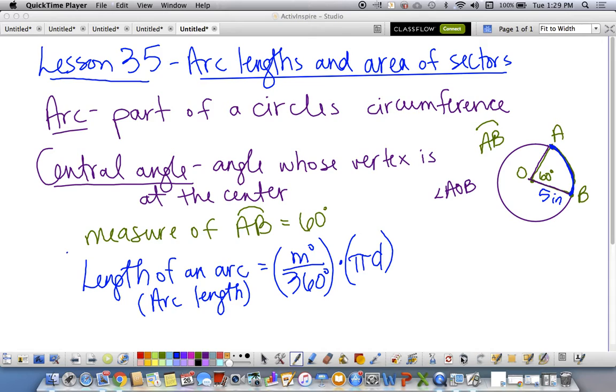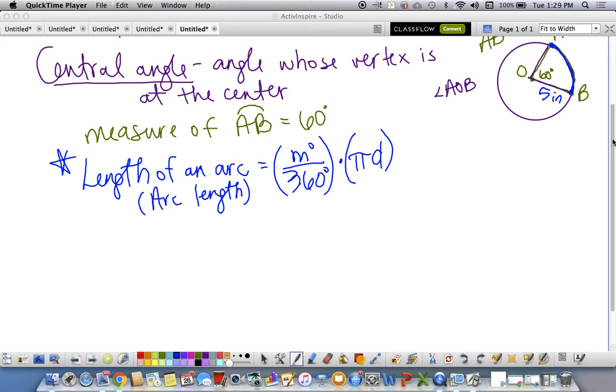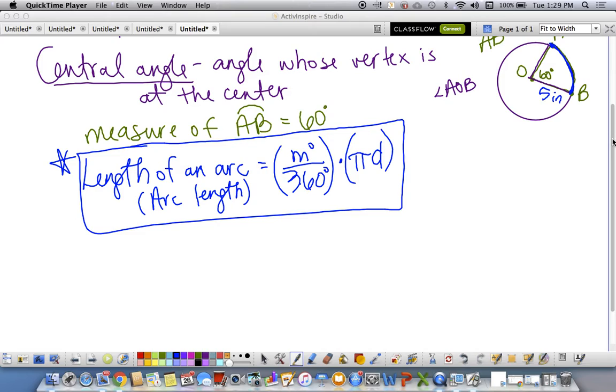Here's your formula for arc length. It's a fraction of the circle times the circumference. Put a box around that. That's a good one to know. So this example that we're given, the arc length of AB equals 60 degrees over 360 degrees times what?